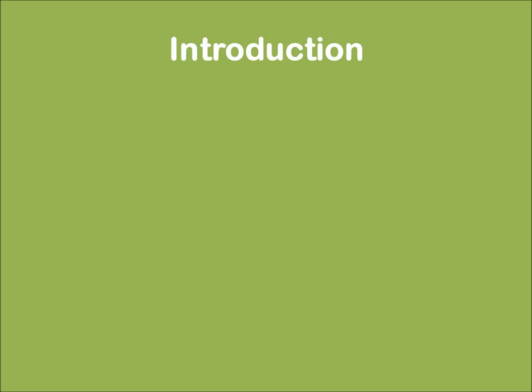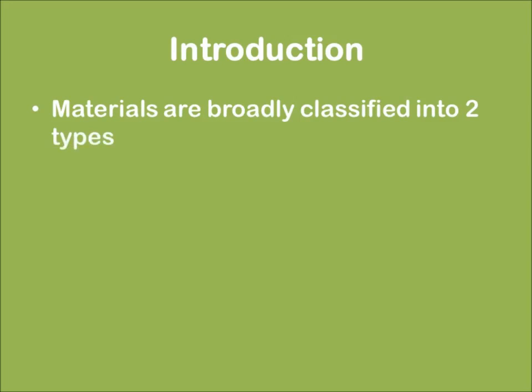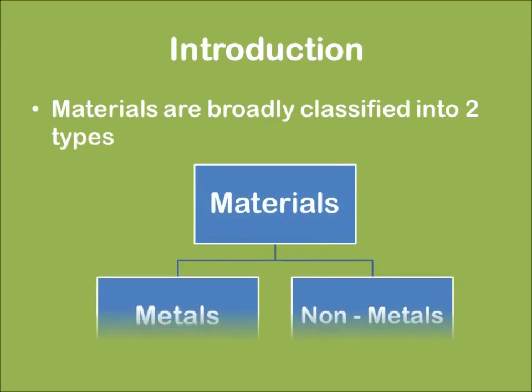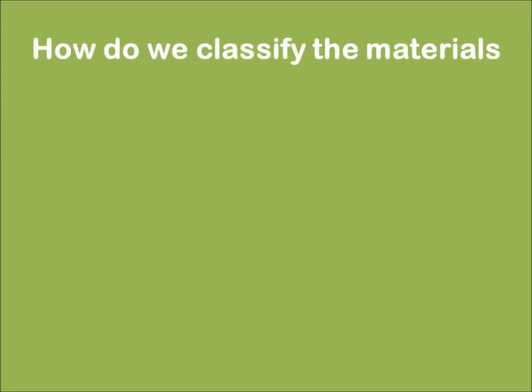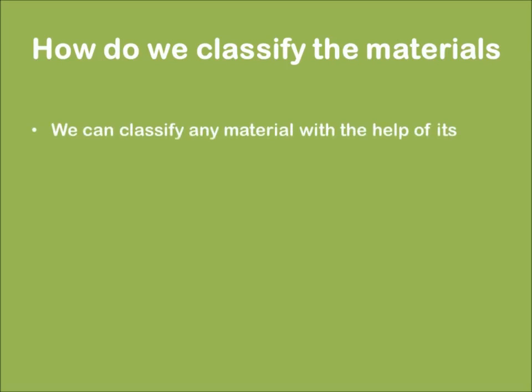Now coming to the introduction, any material can be broadly classified into two types. A material can be classified into a metal and a non-metal. Now, how do we classify these materials? Basically, any classification of a material can be done with the help of its physical properties.